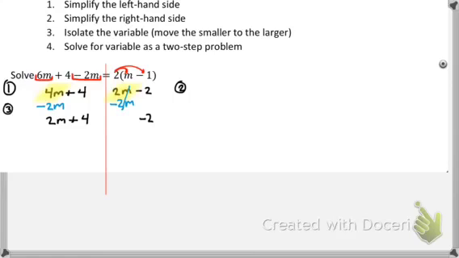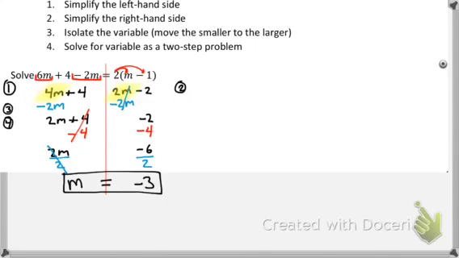Now at this point, it's a two-step equation. So the first thing I have to do here is subtract 4 from both sides, giving me 2m is equal to negative 2 minus 4, which is minus 6, and then I have to divide by 2 on both sides, and that's m is equal to negative 3.